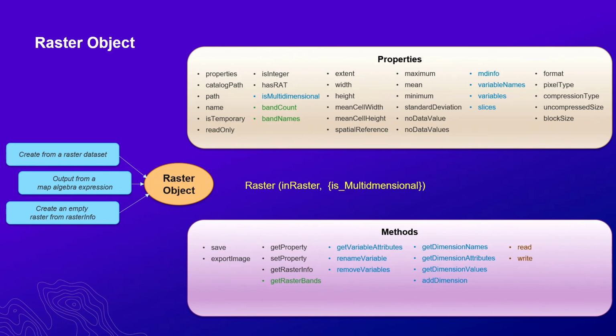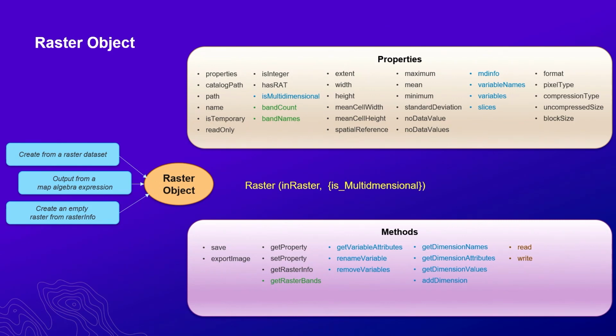Some other properties give you information about its values, maximum, minimum. Other properties give you information on whether it's multidimensional data and what the variables or the slices are. More geeky types of properties give you the format, pixel type, compression type, those kinds of information, which sometimes you need to make some decision and do some work.